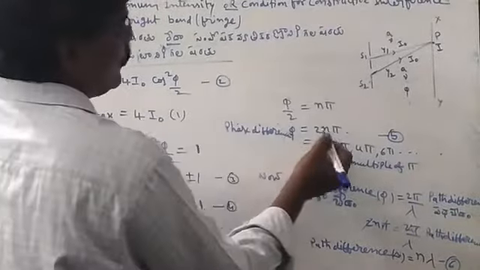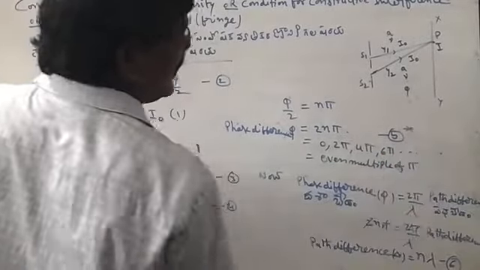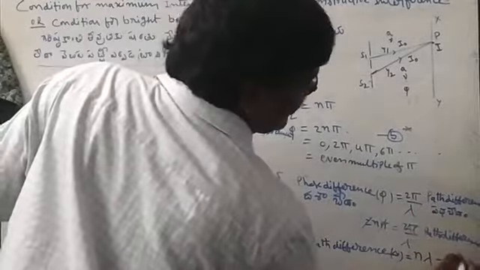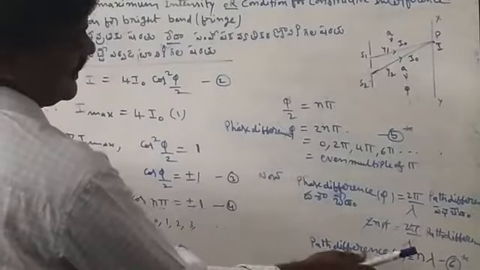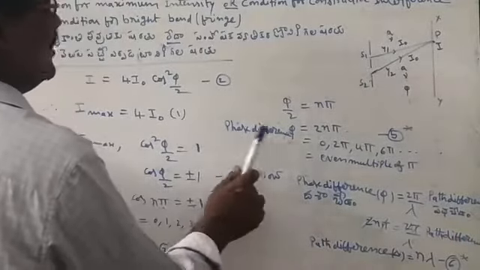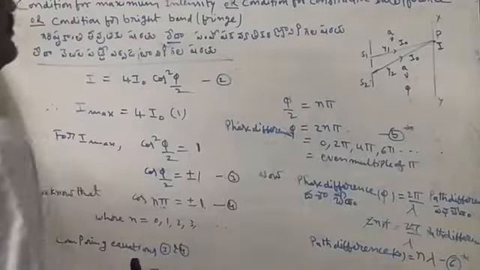Phase difference phi is equal to 2n pi. This is one condition. This is another condition: path difference delta is equal to n lambda. Phase difference phi is equal to 2n pi.